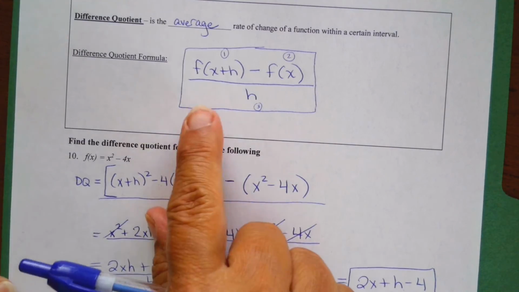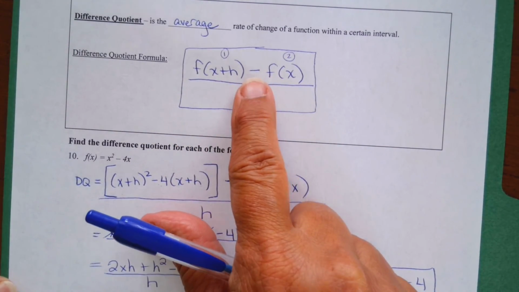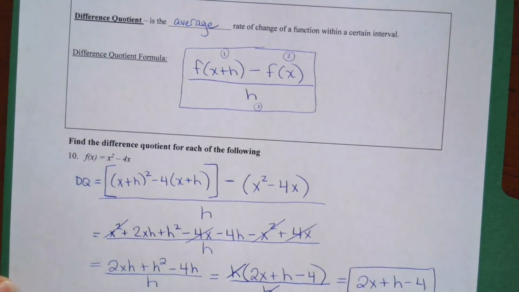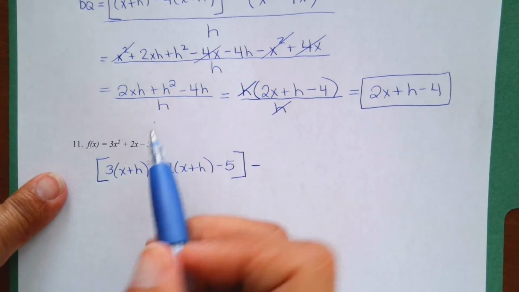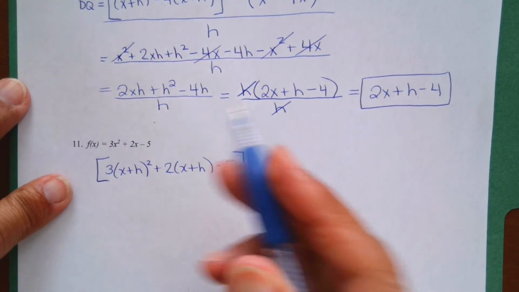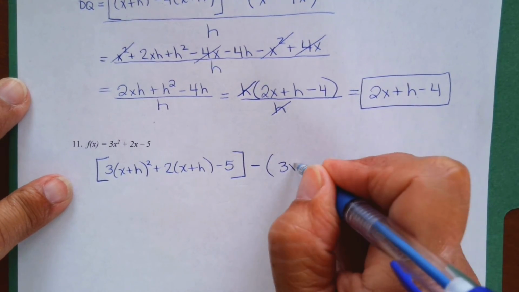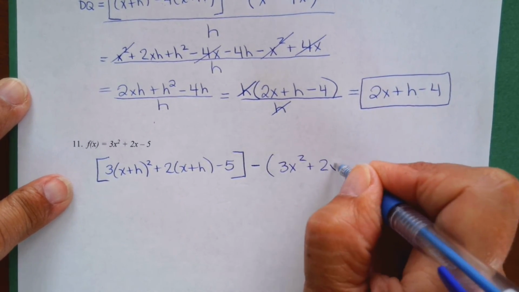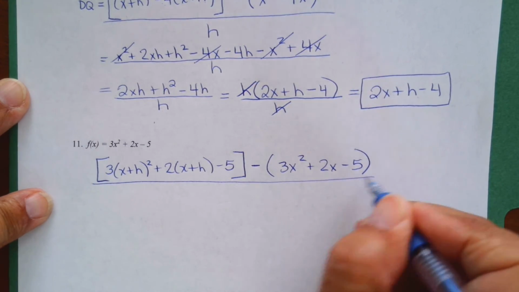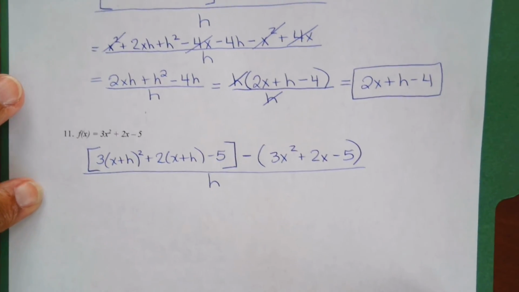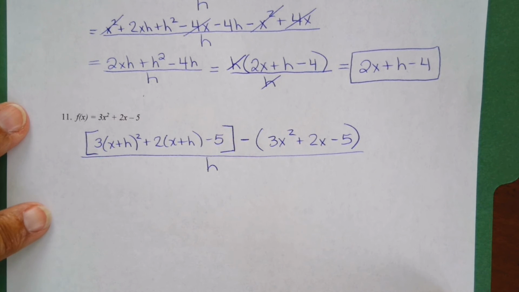Okay, part 1. That's it. Part 2 is to subtract the original function. Put it in parentheses. So minus f of x, which is now this. So minus 3x squared plus 2x minus 5. And then you're going to divide all of that by h. Okay, so we got a little bit of work to do on this one.